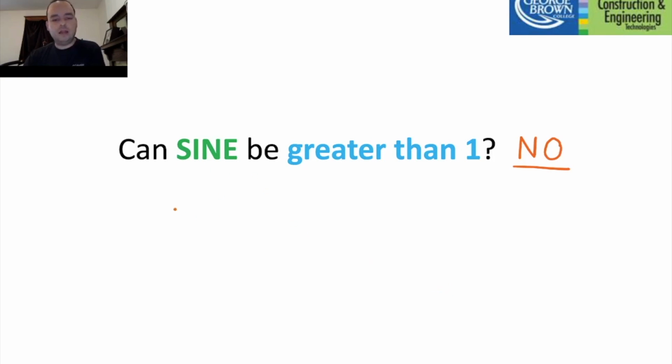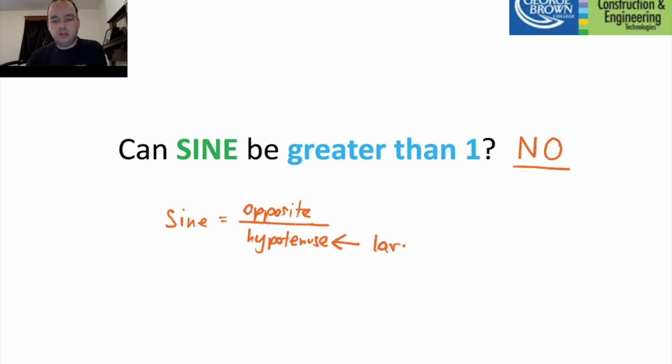The reasoning is that sine, remember, sine is defined as, and I'm not going to use an angle theta here, I'm just going to write it in English like that. Sine is opposite over hypotenuse. So, which is bigger? The opposite or the hypotenuse? Well, this one is always larger, at least on a right angle triangle it is. They only ever tie at 90 degrees.